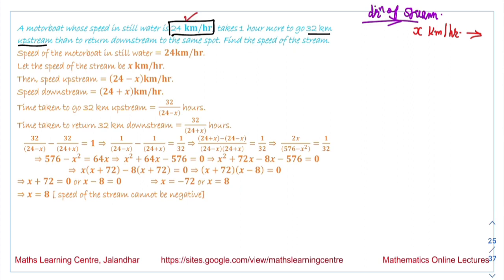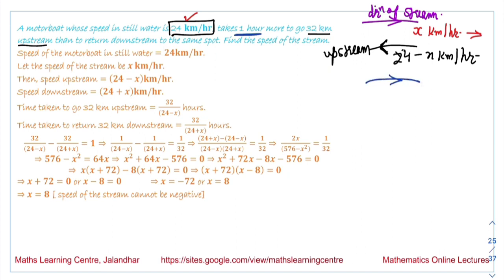Now the first thing that is given to us is that the boat is going in the opposite direction. So the speed of the boat will be 24 minus x kilometer per hour. This is upstream we are talking about. Upstream means it's the opposite direction of the flow of the water. Next thing that is given to us is that it then returns downstream to the same spot. We are saying the difference between the times is 1 hour.